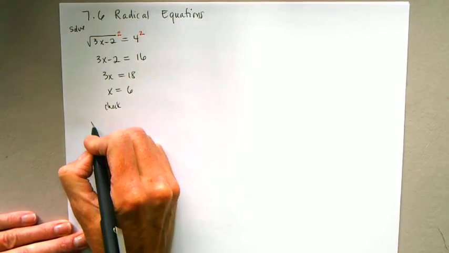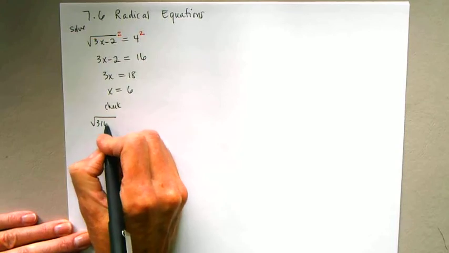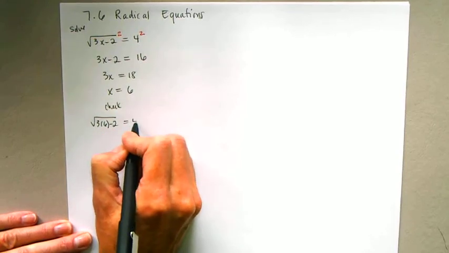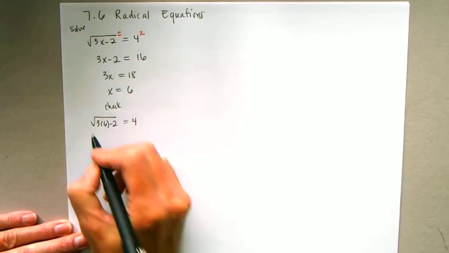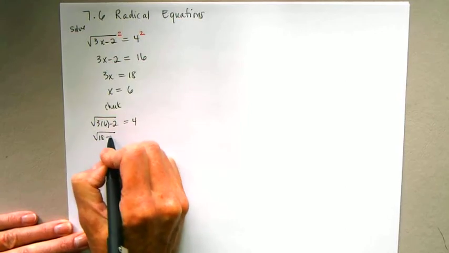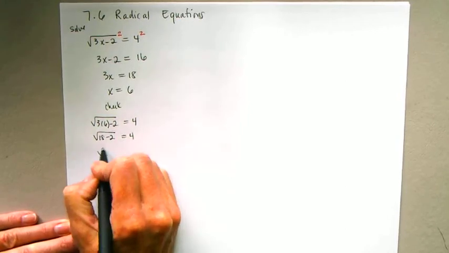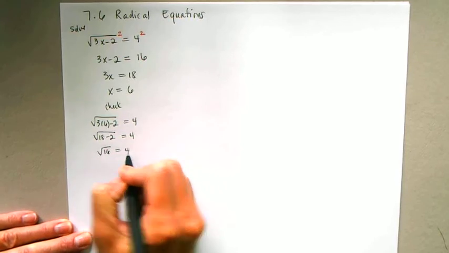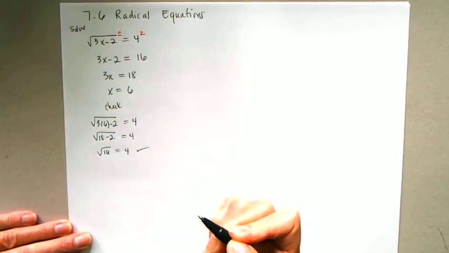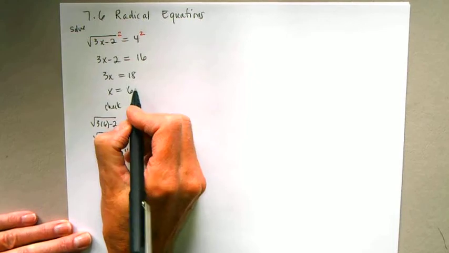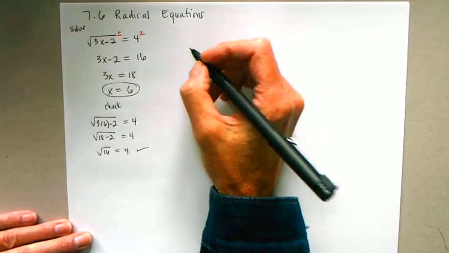So I have the square root of 3 times 6 minus 2. And I'm going to see if that equals 4. So we get 18 subtract 2, which is the square root of 16. And so it does, in fact, work. So that's our answer. Alright, let's try another one.